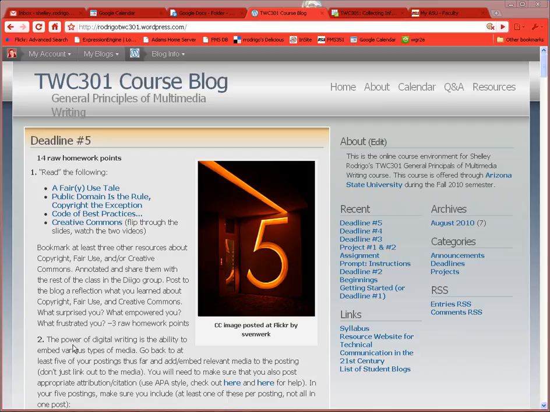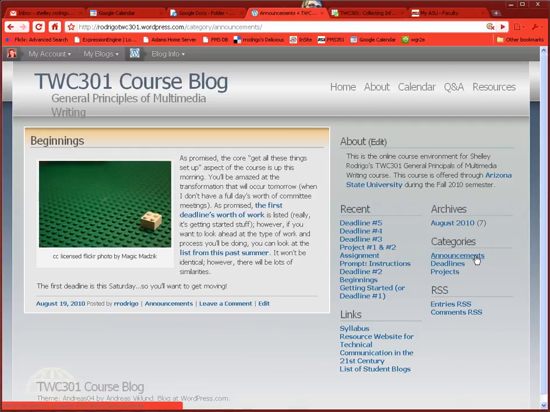So, this is the course website. Here's where you'll find everything about the course. The three major areas you want to think about in terms of navigating the course are over here on the far right. There's a column that says categories and then has announcements, deadlines, and projects. First, announcements. You should probably always check there. It'll always be at the top on the main page.